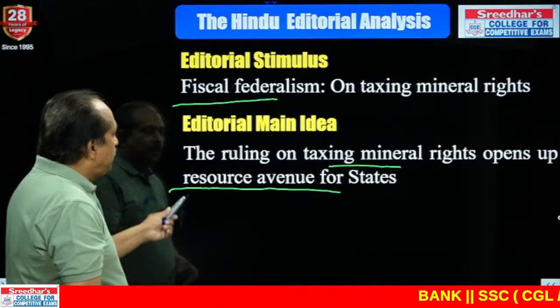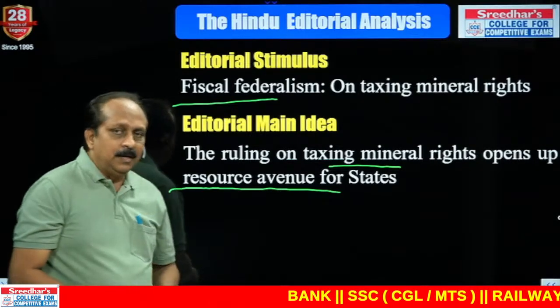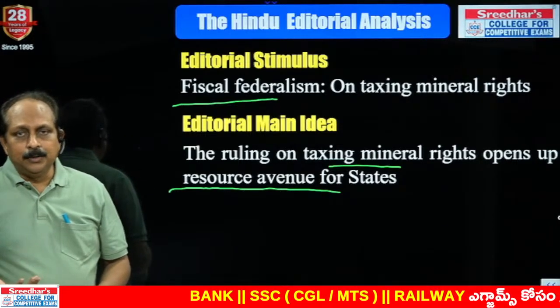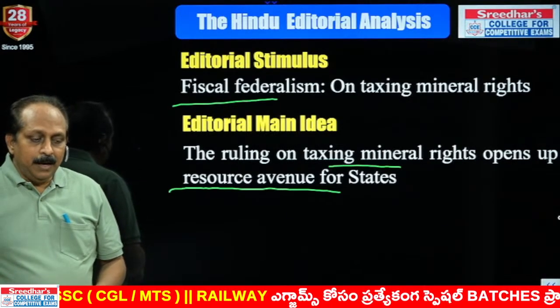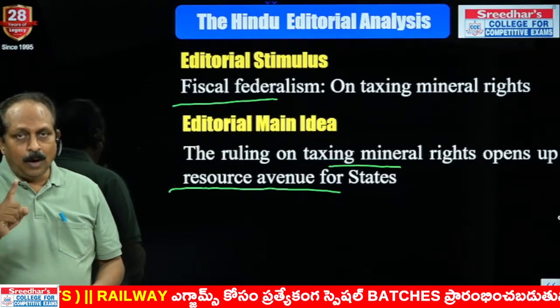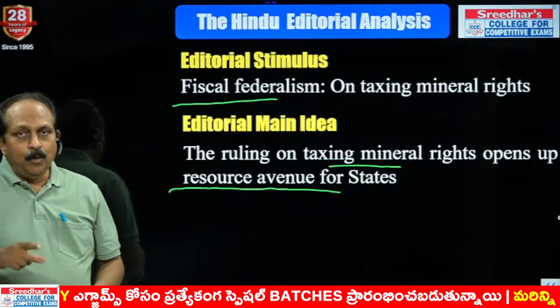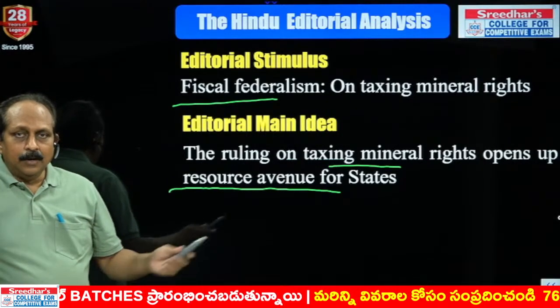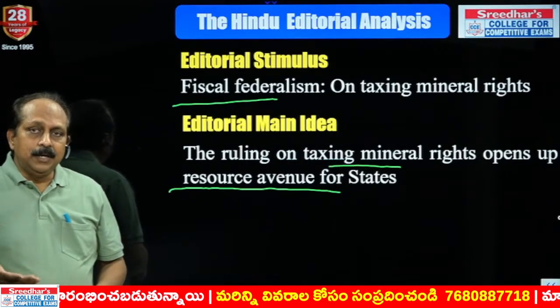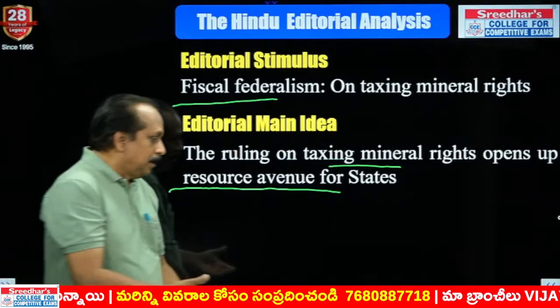Mineral rights opens up a resource avenue. Because of this, states can get some revenue, but there's one negative impact. What is it? There may be unhealthy competition according to one particular member, the one who opposed. Eight members agreed, one member opposed, and the apprehension is that it may result in unhealthy competition. Let us see how it goes.